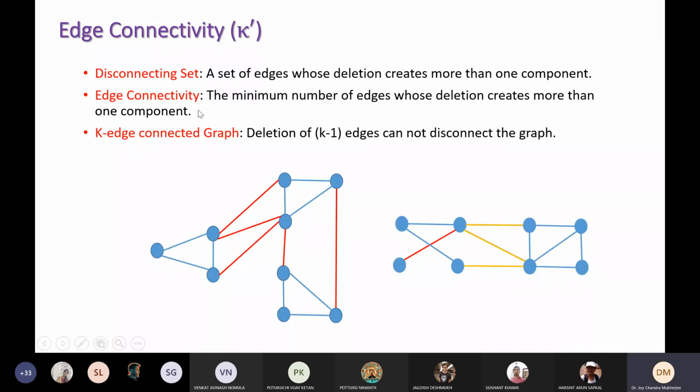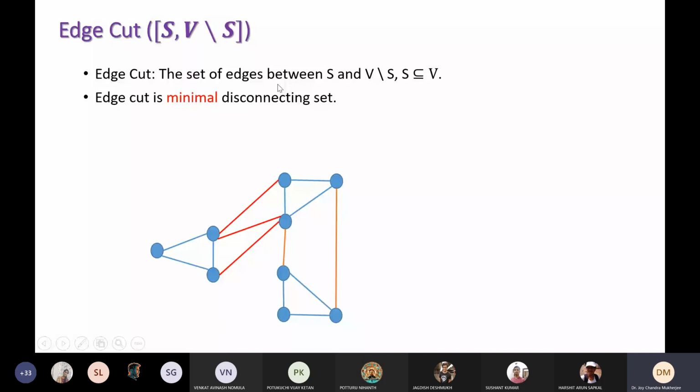And what is edge connectivity? The edge connectivity is the minimum number of edges whose deletion creates more than one component. So that is denoted by kappa prime. And a k edge connected graph is again one where deletion of k minus 1 edges cannot disconnect the graph. Now disconnecting set के साथ मतलब don't confuse it with edge cut. A disconnecting set is a set of edges whose deletion creates more than one component. Now what is an edge cut? An edge cut is the set of edges between S and V minus S, which creates two components.